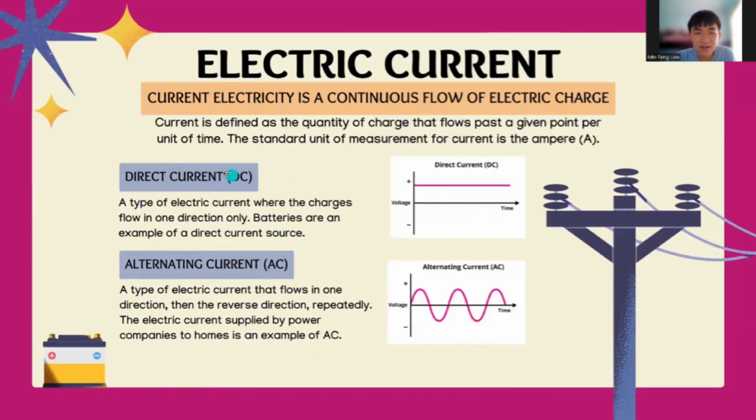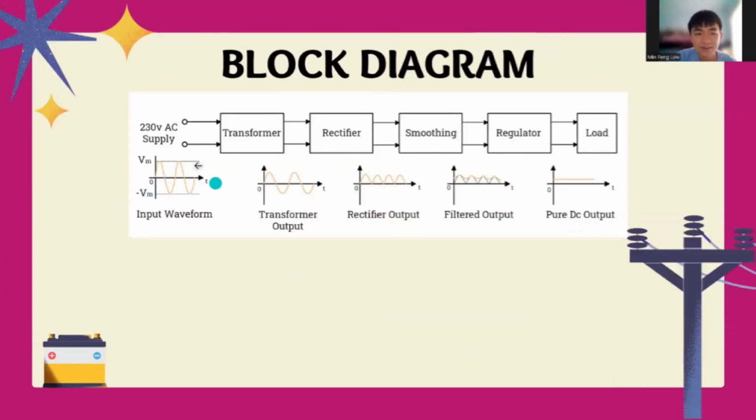Direct current, DC, is a current that only goes in one direction. For AC, the current has two directions, forward and reverse. So we can observe the graph. This is a block diagram. This is the AC input and this is the DC output. The AC input goes through a few processes before reaching the DC output: transformer, rectifier, smoothing, and regulator.